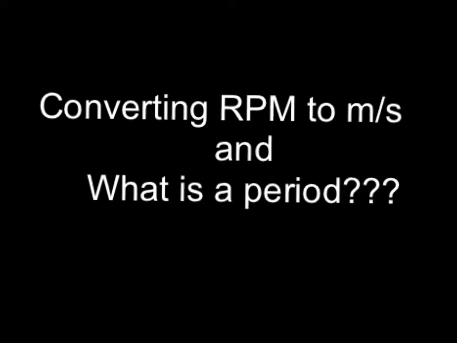Okay, so in a lot of your problems, you're given RPMs, and that's a way of expressing speed. So we need to be able to convert RPMs to meters per second. And then a lot of our problems give a period. What is a period?